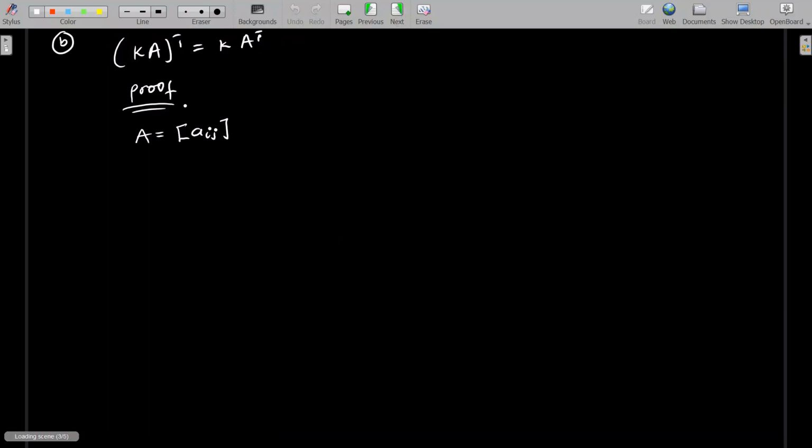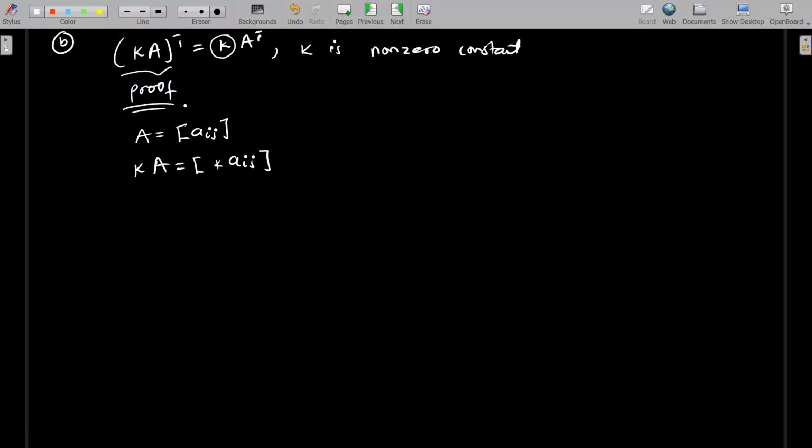So now let's go to the next one. If you have a constant K, where K is a non-zero constant, you can actually look at zero constant, but I'm particularly interested in non-zero constant. Then KA transpose is equal to K times A transpose. I mean, when you transpose everything like that, you're going to get a constant back, and then the transpose of A. So I have A to be that. Then KA is going to be K multiplying every entry. So every little Aij you get, you multiply that by K, right?